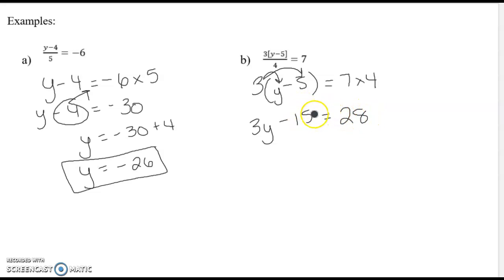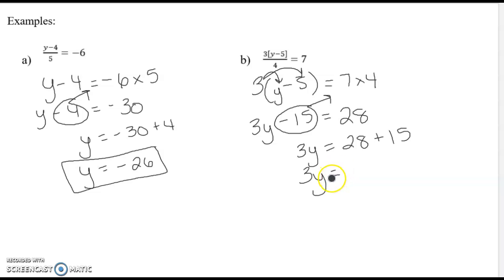So now we're going to collect our like terms. So we're going to keep our y on this side, and we're going to move our number over to the other side. So 3y stays here. And then we have our equal sign. Then we have 28. And then negative 15 turns into a positive 15. Now we're going to do some simplifying. So we have 3y equals, and then 28 plus 15 gives us 43.